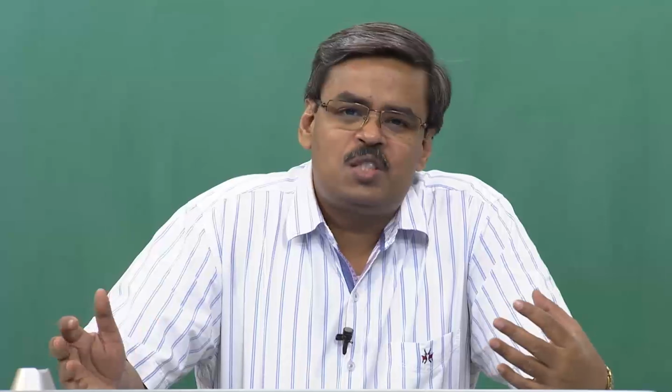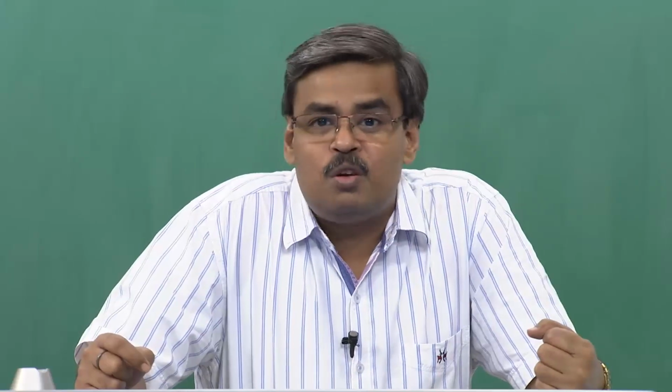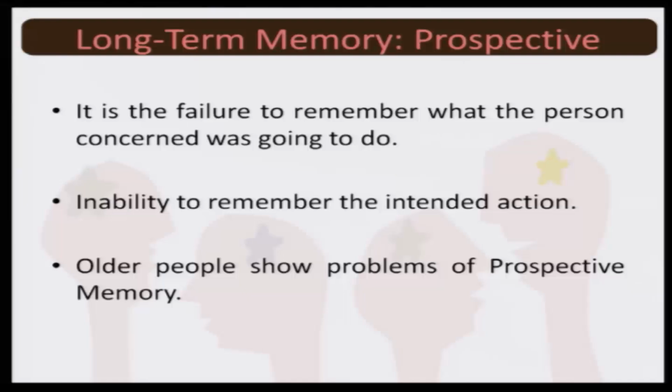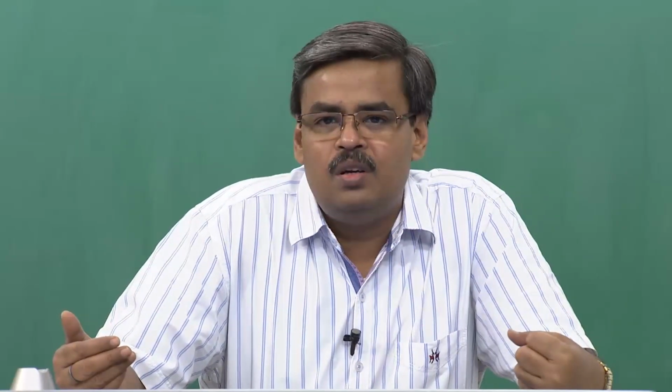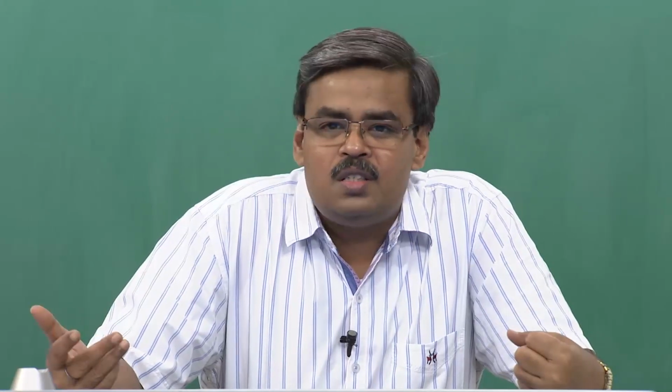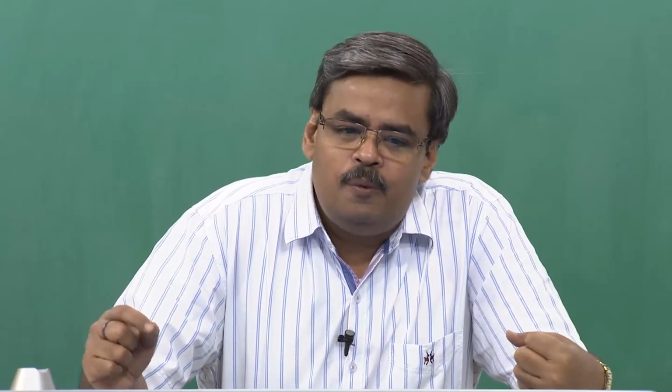Now that we have understood the explicit and the implicit side of the memory, let us now look at another aspect of long term memory, what is called prospective memory. Prospective, something which is about to come. So, if a person fails to remember what he or she was going to do, say for instance, I intend to go and switch on the light, I leave my table, go towards the switchboard, and halfway I forget what I thought, that is loss of prospective memory. The inability to remember the intended action is what is called prospective memory loss.